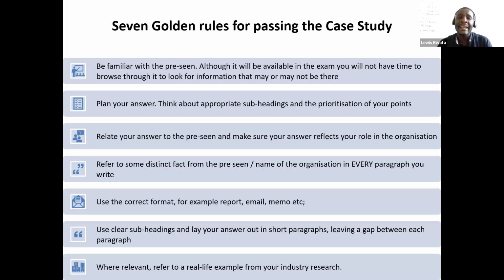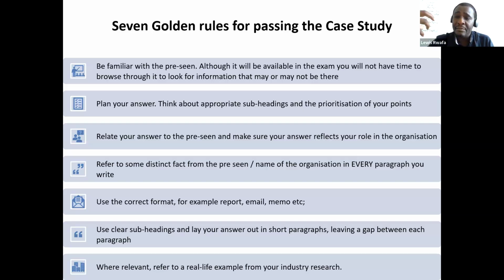Please take some time. Again, identify all the requirements from the sub task and write headings. The danger is when you try to just answer the entire question as a whole. Break it down accordingly and put your subheadings and then type in essay format. Very, very important, guys. Always remember to relate your answer to the pre-seen.